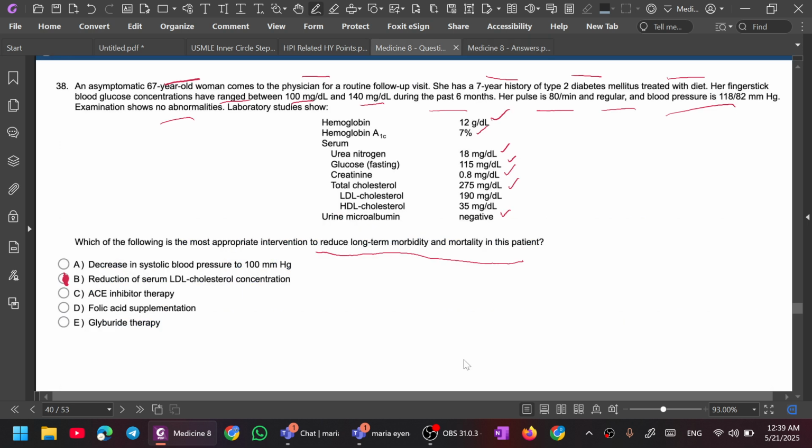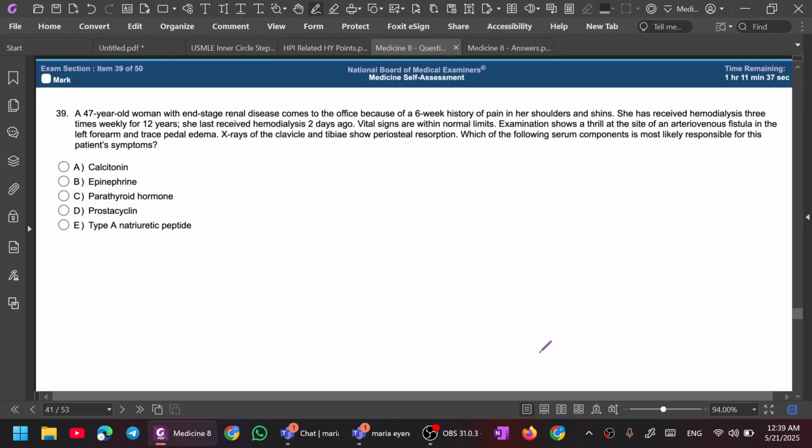Okay, so LDL should actually be less than 100. I thought it was less than. Okay, LDL should be less than 100. Diabetes A1C should be 7 or less, and BP should be 130 over 80 max. We should keep the BP below 130 over 80. Okay, got it.